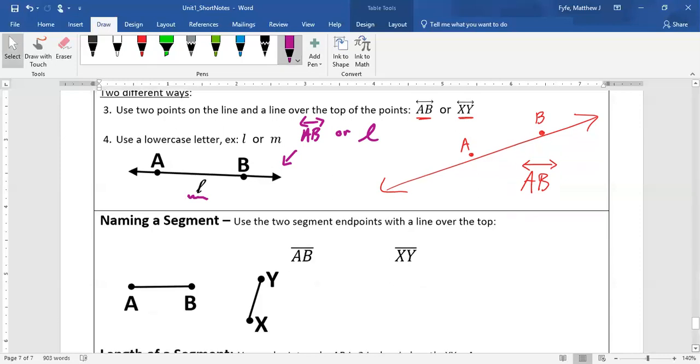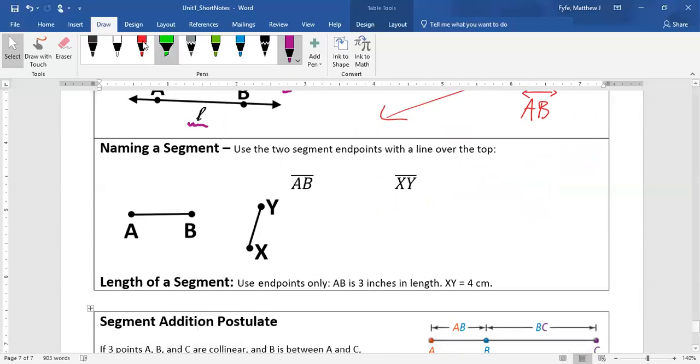Okay, let's check out segments now. A segment is just a line, but it doesn't keep going forever. So instead of having arrows on the end like this, we're going to say, whoops, no arrows. And we're going to put endpoints. So now we actually have endpoints. And it's made up of lots of little points in here. Okay, there's points right here, right here, right here, right here. All of these are points. But the thing is, the endpoints are the important ones.